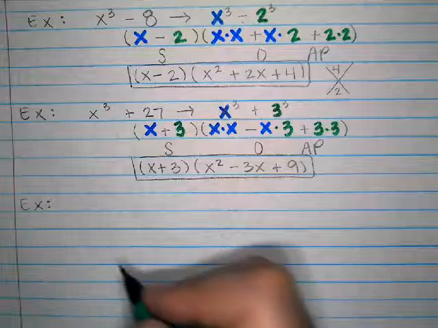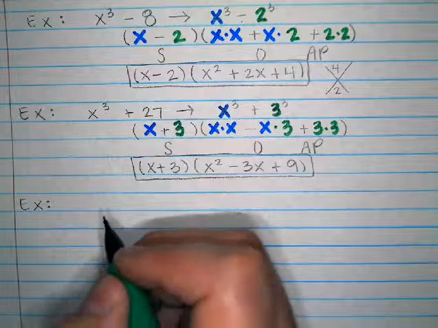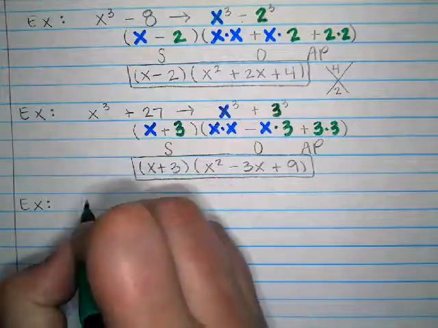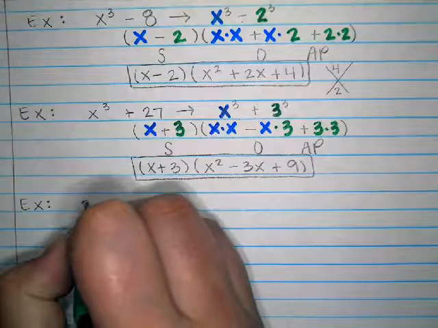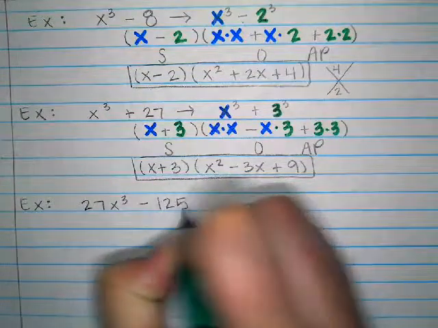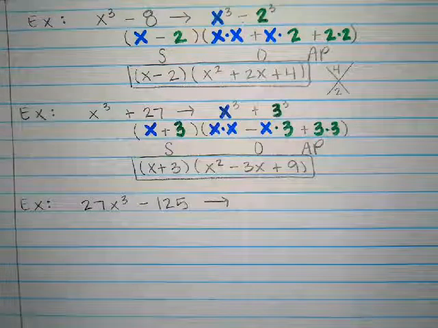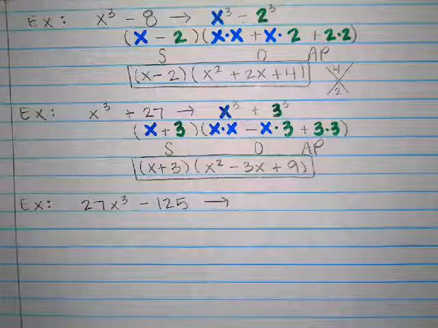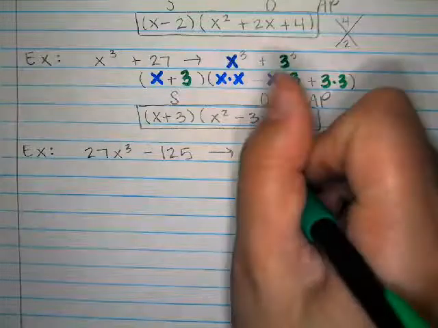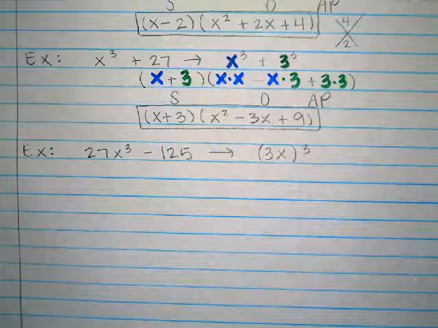Okay, we're going to make it more difficult. Are you guys ready? We're going to make it so there's 2 numbers instead of 1 number. So I'm going to do 27 x to the third minus 125. Okay, so we have to rewrite it. So this time, the x is going to have a number with it. So what number do you guys think the x? Yeah, the x is going to have a 3 with it. So 3x to the third. Okay. What about the second part? 5 to the third. Okay.